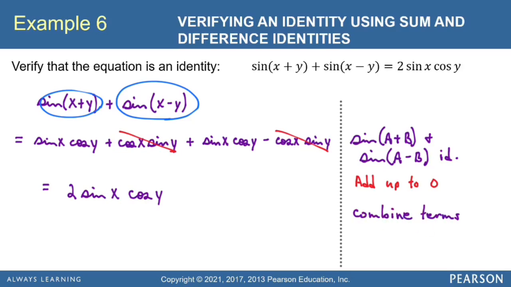And now the expression that we ended up with is equal to the other side of our equation, so our identity is proved. Okay, you guys, that is it for section 5.4 as we continue working through chapter 5.